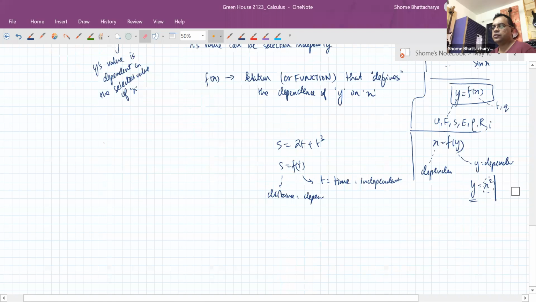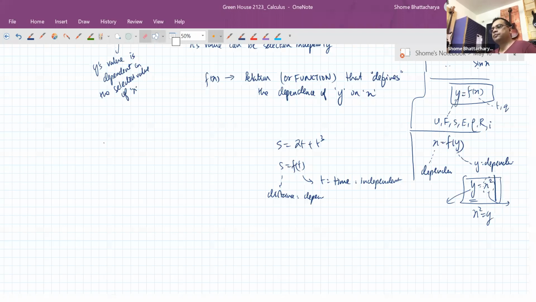Yes, sir. As a maths equation, there's nothing wrong with saying that x square is equal to y. But then this does not represent a function where y is the dependent variable and x is the independent variable. It just represents this relation. Whereas the moment I write it like this, in the convention of functions, this is a dependent variable defined in terms of the independent variable x. Okay.